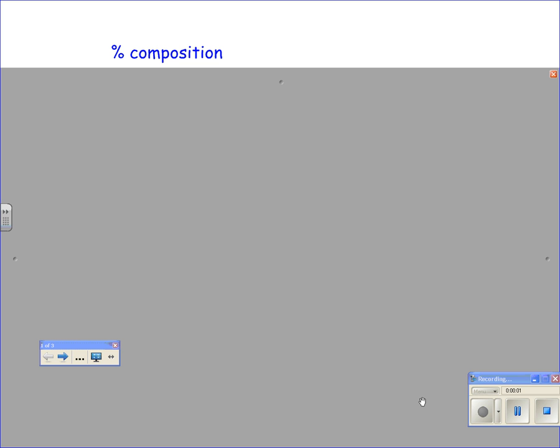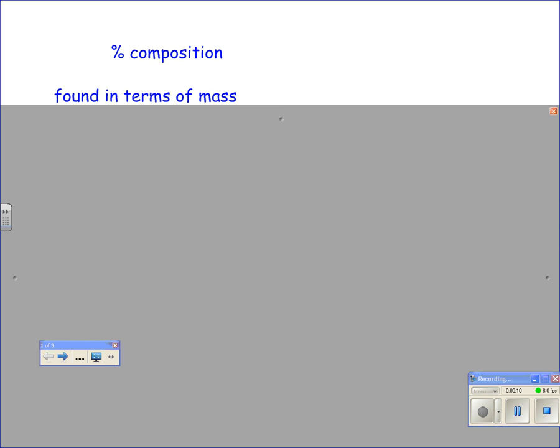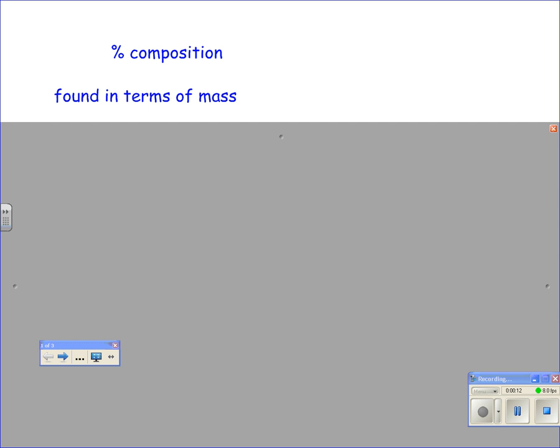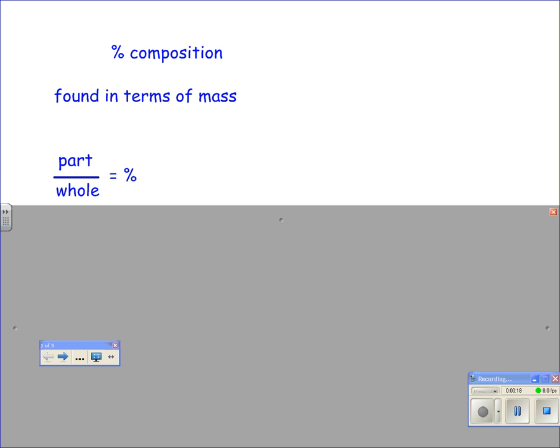All right, so we're going to talk about percent composition. This is something that most of you should have some familiarity with because we're going to do it in terms of mass for right now. And anytime we talk about a percentage, it's always the part over the whole. The part that's a certain element divided by the whole mass of the entire compound.